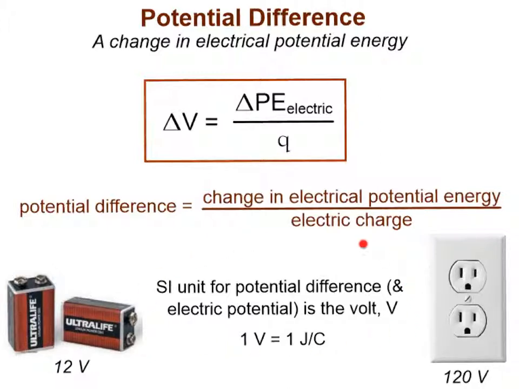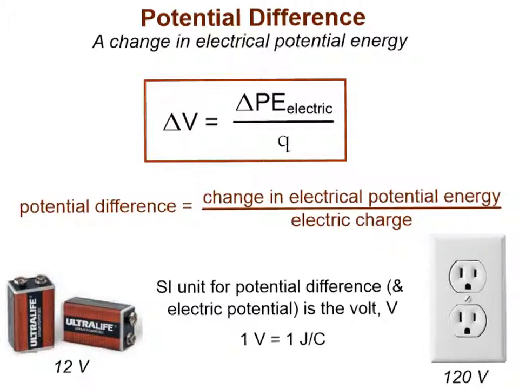Also note, the SI unit for potential difference, also called electrical potential, is the volt, symbolized by a capital V. 1 volt is equal to 1 joule per coulomb. Realize that electrical potential energy is a quantity of energy measured in joules, and potential difference measures energy per unit charge, and that's what a volt is.